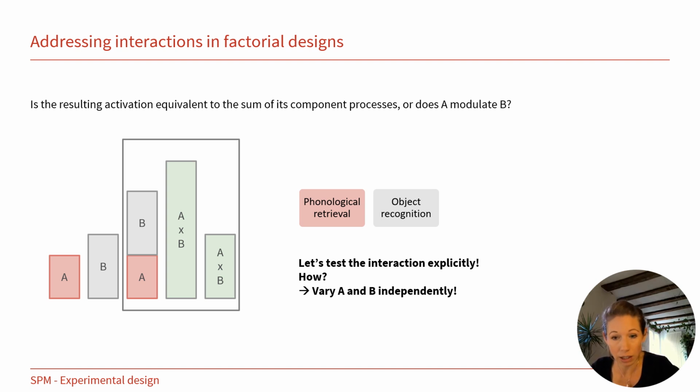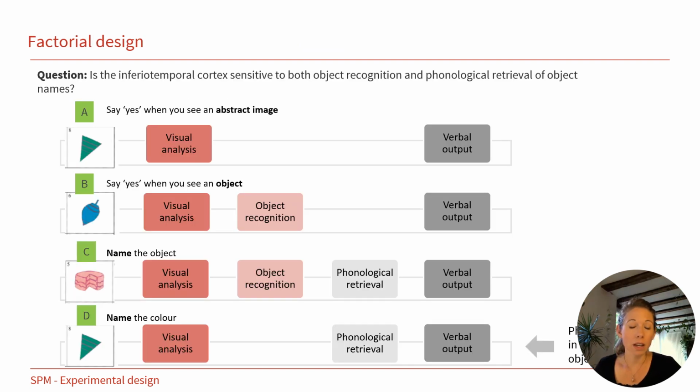And how can this be done? You have to be able to vary both factors, phonological retrieval and object recognition, independently from each other. And for this, we have to have a fourth condition. So here you again have the three conditions we just walked through. Now they added the fourth condition, which is naming a color. Here, with color naming, you also have phonological retrieval, however, not in the context of object recognition, because color is no object, obviously. Now you have a full factorial design.